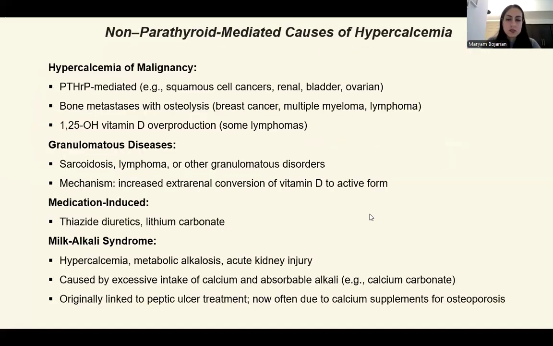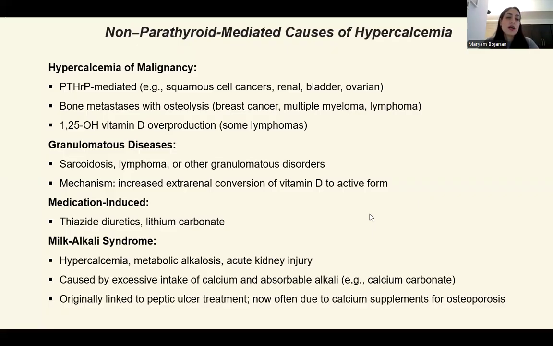Okay, so let's discuss the non-parathyroid mediated causes of hypercalcemia and what that means. Again, if your calcium is high and your PTH is suppressed or very low. In this category, we have hypercalcemia of malignancy. In malignancy, we have three different causes that can cause hypercalcemia. The first one is PTH-RP mediated in the setting of squamous cell carcinomas, and we can have bone metastases with osteolysis in the setting of breast cancer, multiple myeloma, and lymphoma.